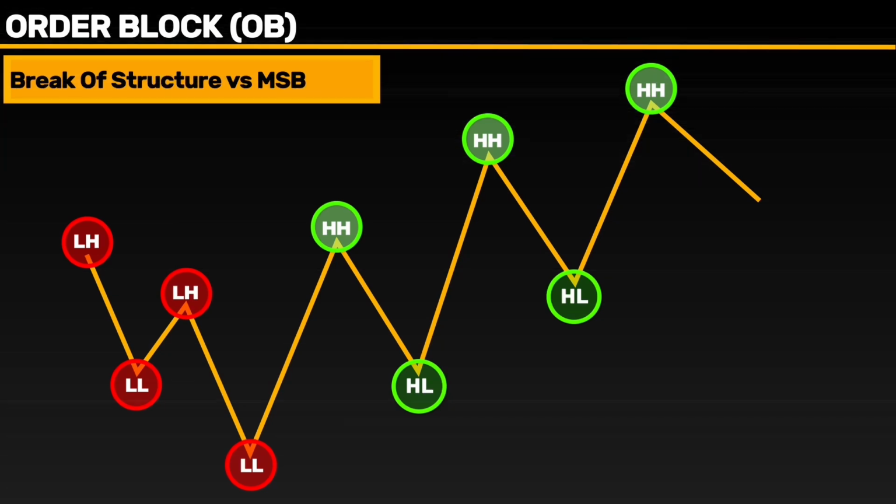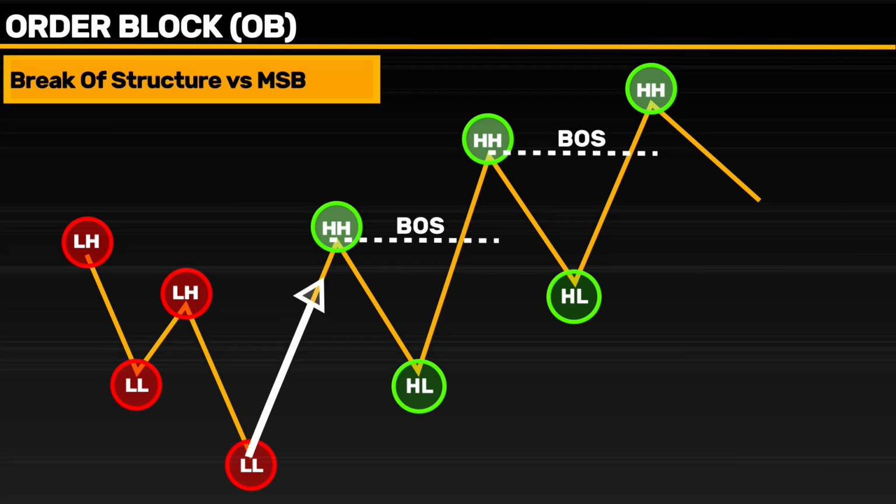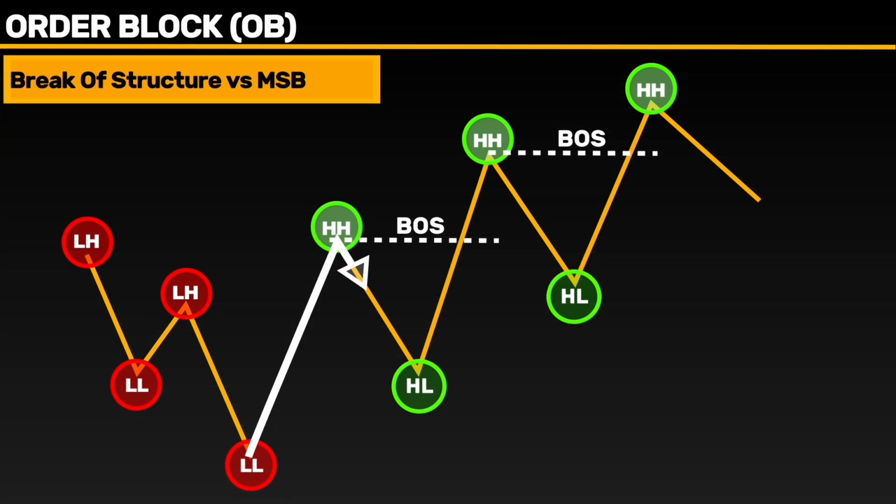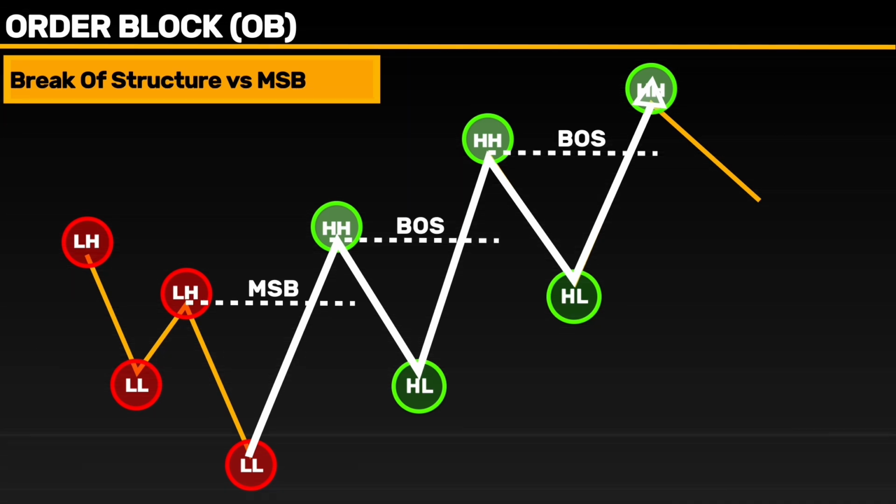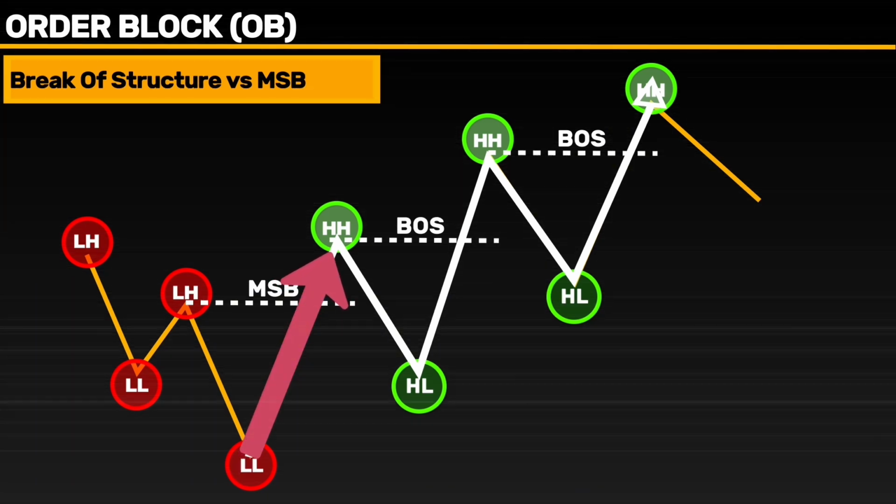Alright, so before we move on, let me address something very important. A lot of traders confuse the terms market structure break and break of structure. A break of structure is simply a term we use to describe the price breaking a higher high or a lower low. Break of structures are needed for a trend to continue being a trend. A market structure break, on the other hand, is a break of structure that ends an existing trend by breaking a lower high or a higher low.